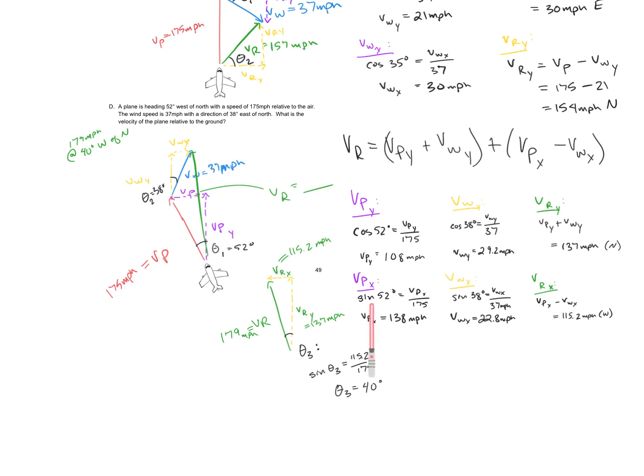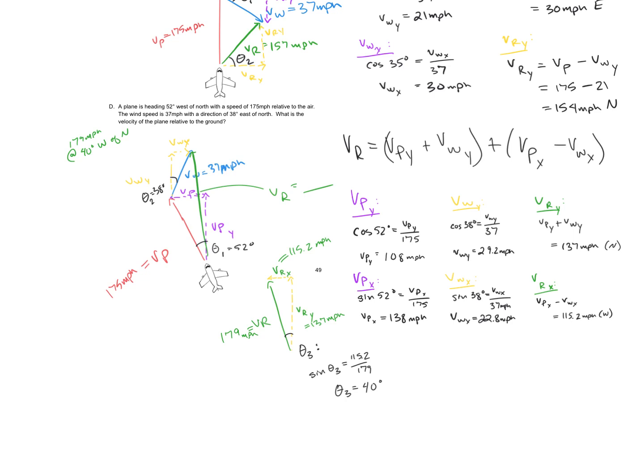To solve for the velocity of the plane in the x direction, we use the sine of this angle. The sine of 52 degrees is equal to the velocity of the plane in the x direction divided by 175. If you do this math, the velocity of the plane in the x direction is 138. Then you can begin looking at the wind's components. The wind velocity is 37 miles an hour, but it is at this angle, 38 degrees east of north. We can use the cosine of 38 degrees to solve for the y component, and the sine of 38 degrees to solve for the x component. So here are the two values.